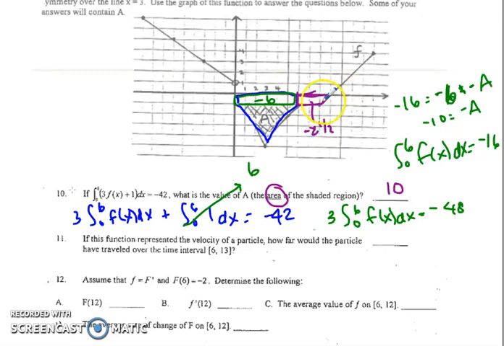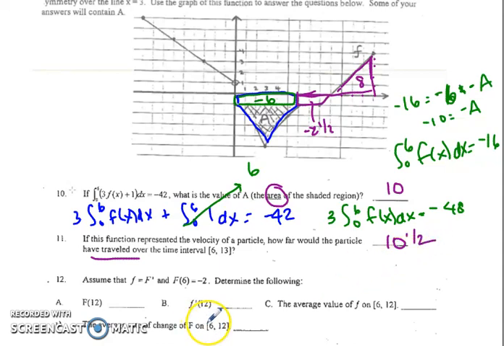Okay. And then let's see, 6, 7, 8, 9, 10, 11, 12, 13. So I've got the area of this triangle is base of 4, height of 4. So this area is 8, 1/2 base times height. They want to know how far the particle traveled. This is a distance question, not a displacement question. So the answer is 8 plus 2.5, or 10.5.